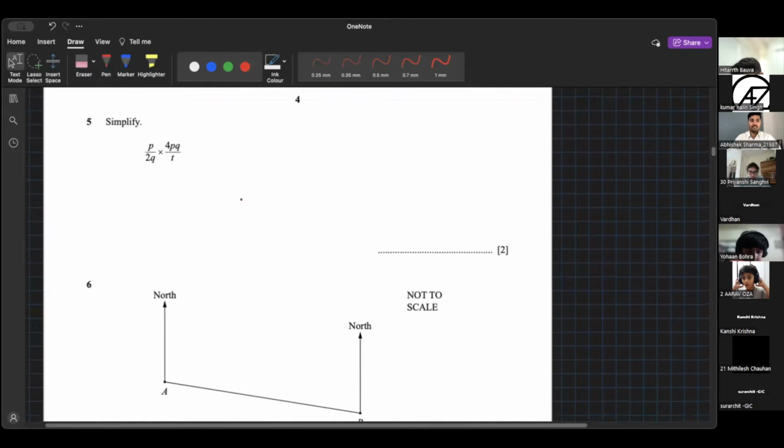Question number 5, it says simplify. We will cancel out 2 and 4. So 2 2s are 4. So ultimately we have 2p square upon t. That's the answer, 2p square divided by t. Clear?